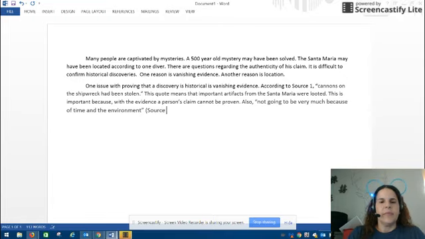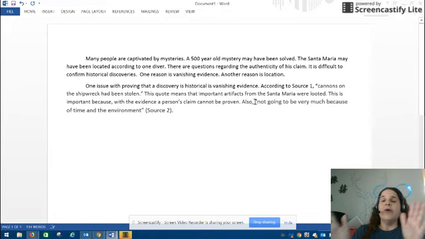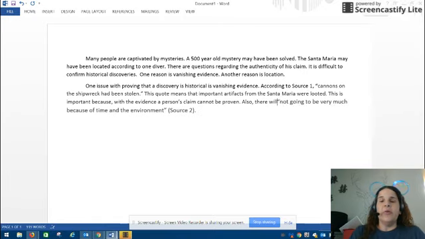Okay, good, but this sounds weird. Also, not going to be very much left. That just sounds weird, like right here. So remember, you can add your own words outside the quote to make it sound more smooth, okay? So I can just add also, there is not going to be very much left because of time and environment.